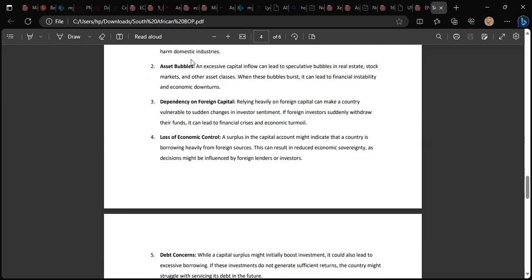Asset bubbles. These are very notorious. They can actually bring down an economy, right? So the excess capital inflow can lead to speculative bubbles in the real estate, stock markets, and other assets. If you research the 2007 financial crisis, I think it must have come from the asset bubbles in the United States. So it could be caused by this. So it's a speculative bubble.